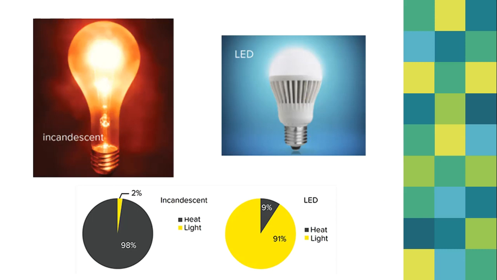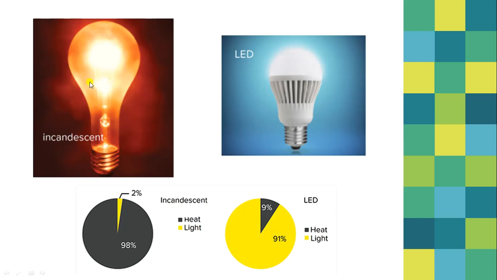LED lamps waste very little energy in the form of heat. They can produce the same amount of brightness as an incandescent light bulb, but with less energy. LEDs can even last up to 20 years. Oh my god, that's a lot of time for a light bulb.